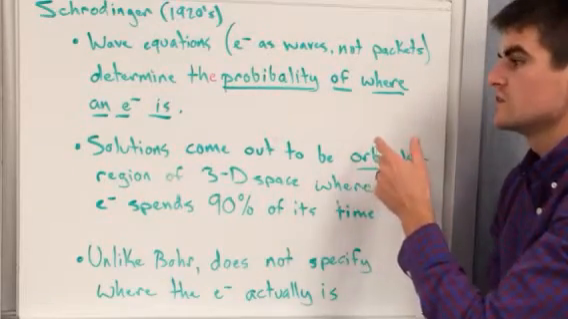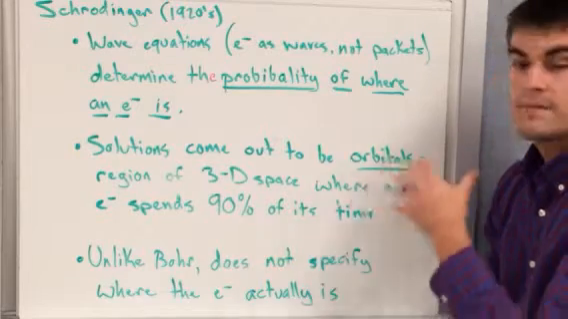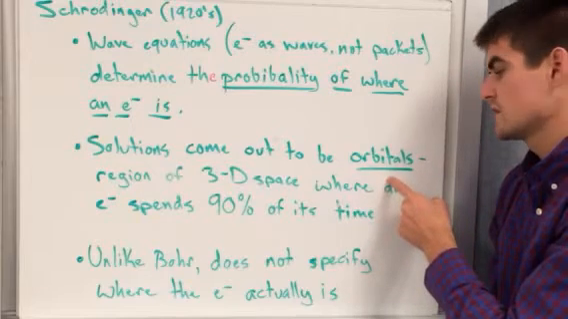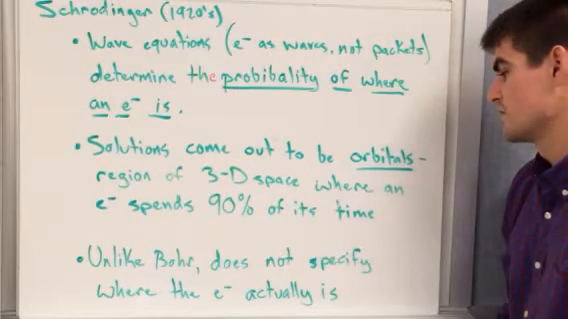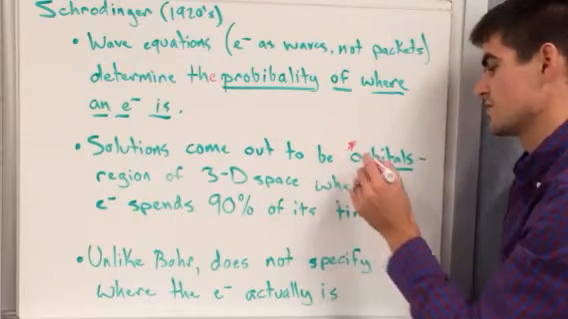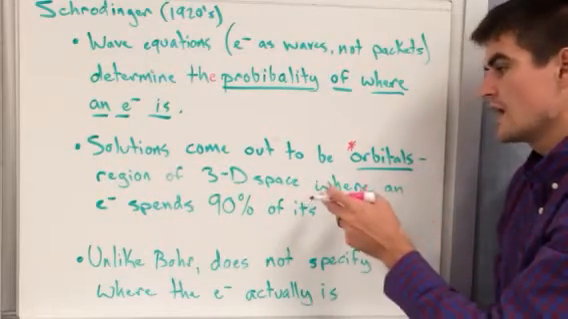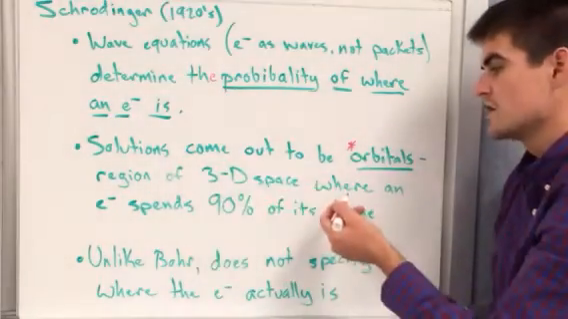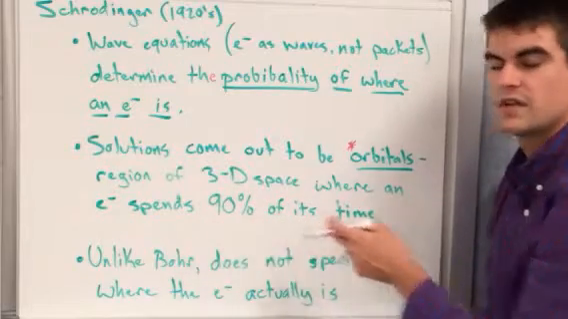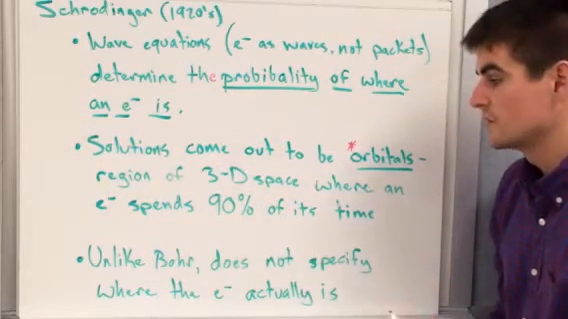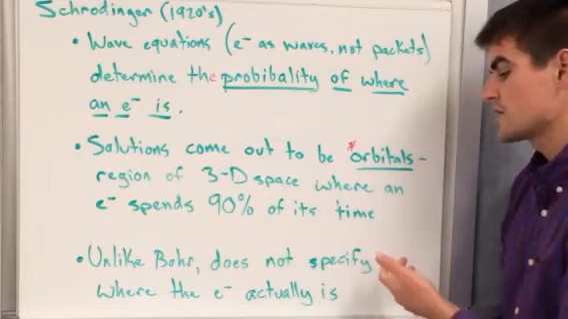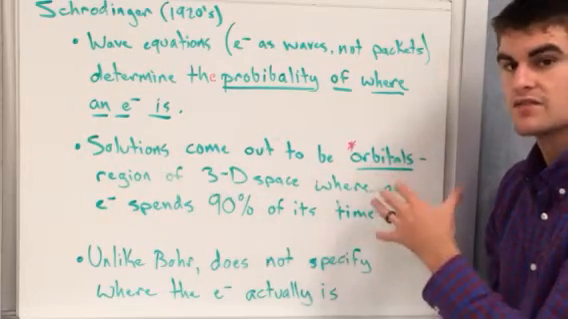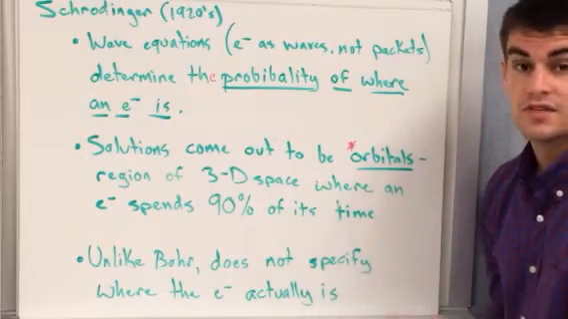And when you map out where these regions of probability are, they come out to what he called orbitals. So different from Bohr's orbits, Schrödinger has orbitals. And these orbitals are actually three-dimensional. So instead of being flat two-dimensional circles, these are three-dimensional regions where an electron is going to spend 90% of its time. So unlike Bohr, he doesn't say where the electron actually is. He just says it's in this area around the nucleus 90% of the time.